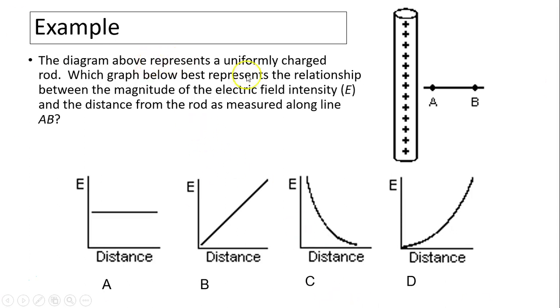Another example. The diagram represents a uniformly charged rod. Which graph represents the relationship between the magnitude of the field intensity and the distance from the rod as measured along the line AB? So we know the field is inversely related to the distance squared. So this is an inverse squared relationship, C.